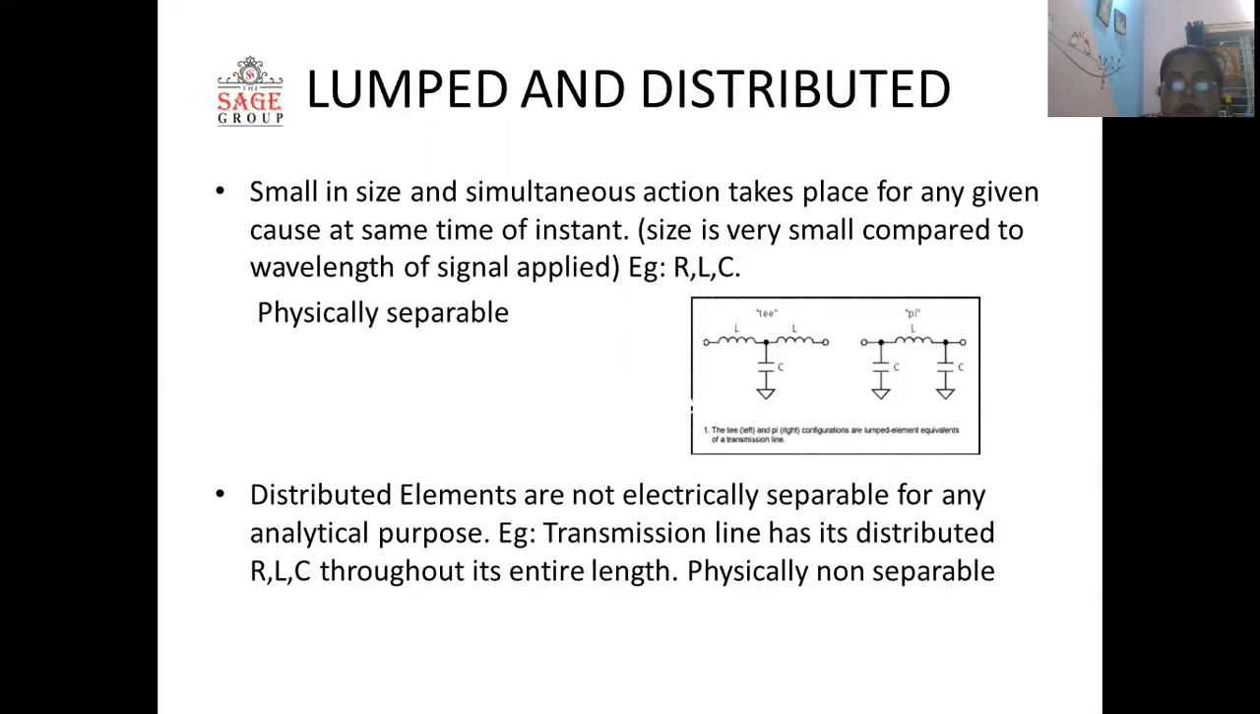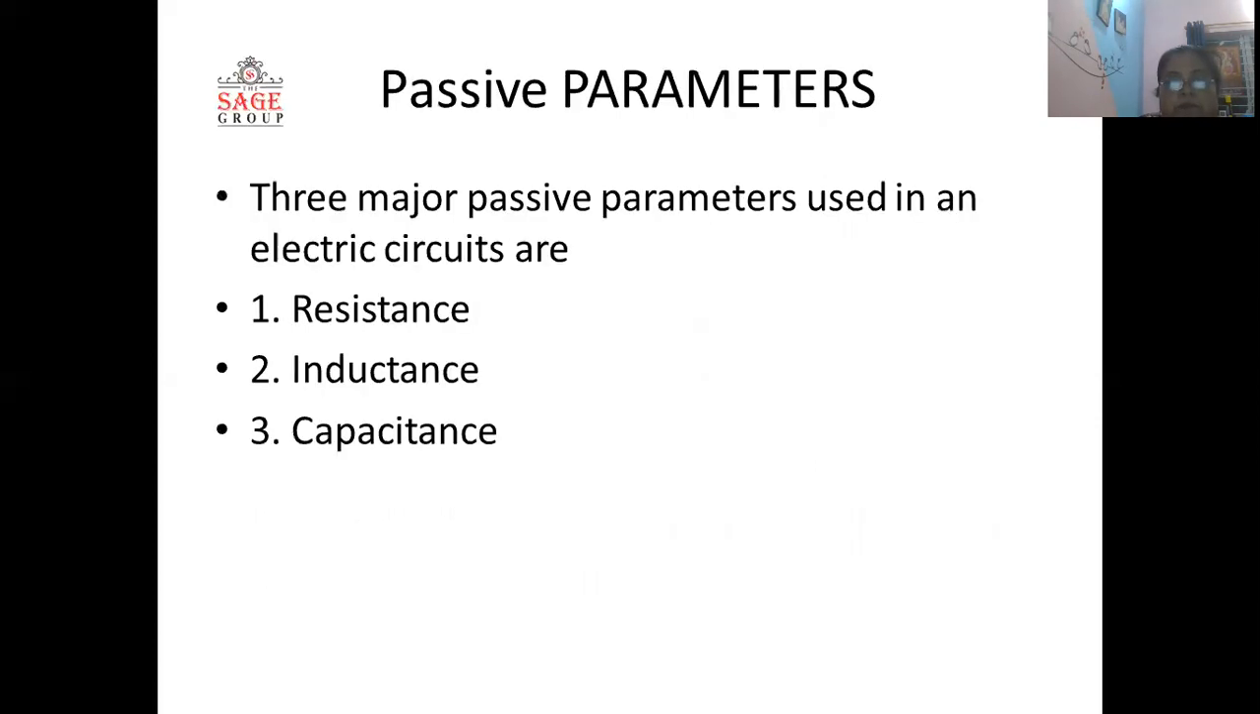Distributed elements are not electrically separable for any analytical purpose. For example, a transmission line has its distributed RLC throughout its entire length. So these elements cannot be physically separable.